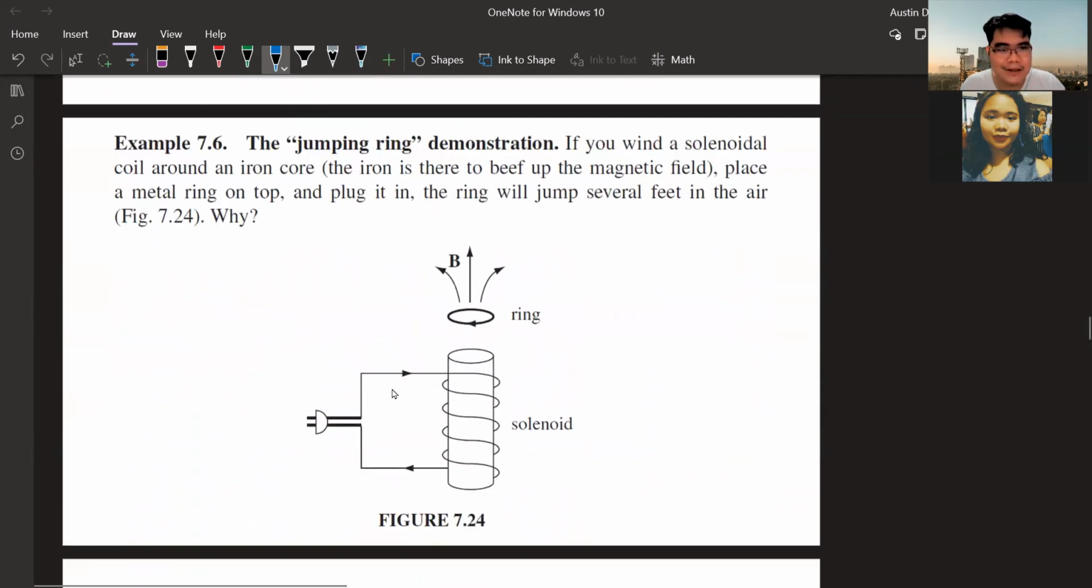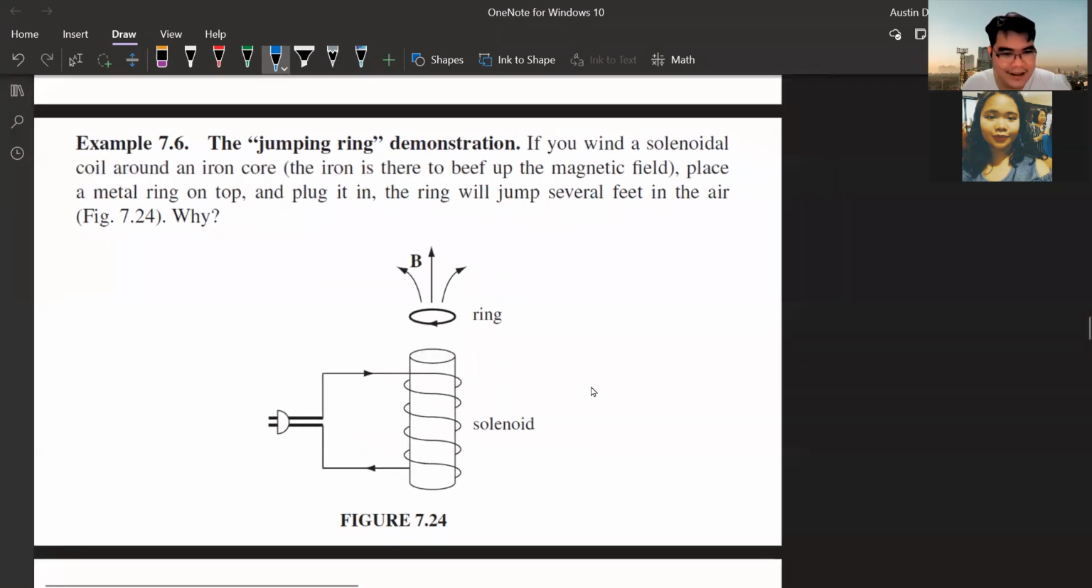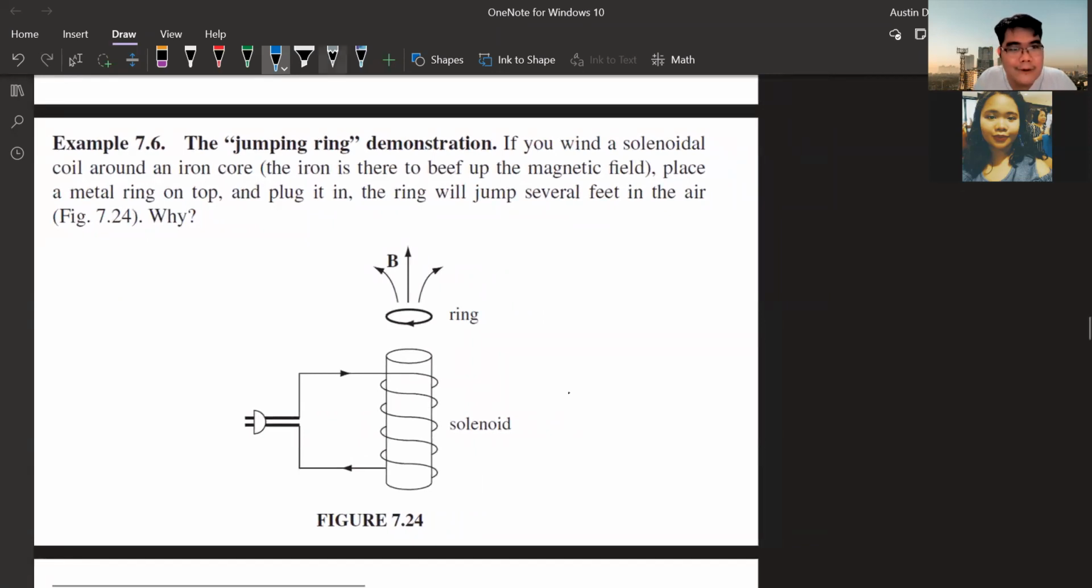So let's try another example, the jumping ring demonstration. So if you wind a solenoidal coil around an iron core, okay, so yung iron ay pampataas lang ng magnetic field. Kita natin yun dati sa example natin, ay nun sa formulation natin ng magnetic fields in matter. And then we place a metal ring on top. Tapos plug in natin yung solenoid natin. Yung ring will jump several feet in the air. So pwede kang gumawa ng barrel dito, no? Nakakalsik yung ring. Okay?